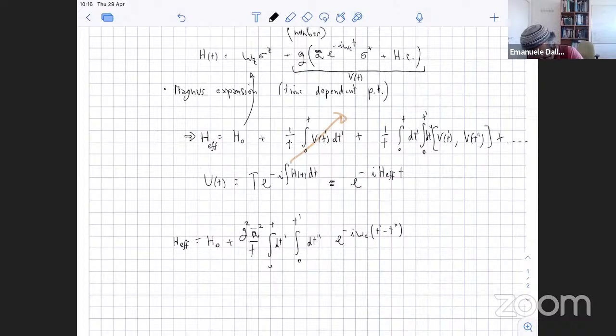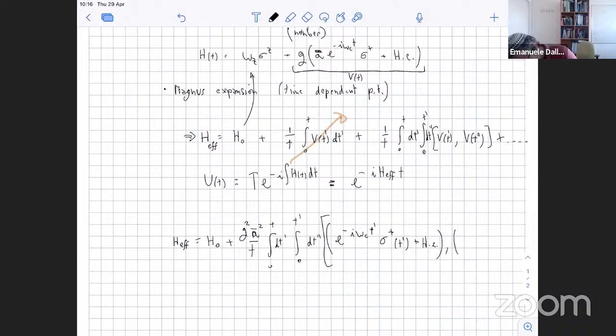Actually, let me do it a little bit better. So e to the minus i omega c t prime, sigma plus of t prime, plus Hermitian conjugate.